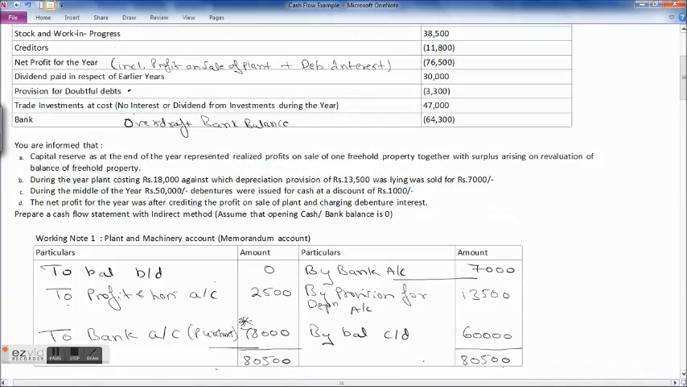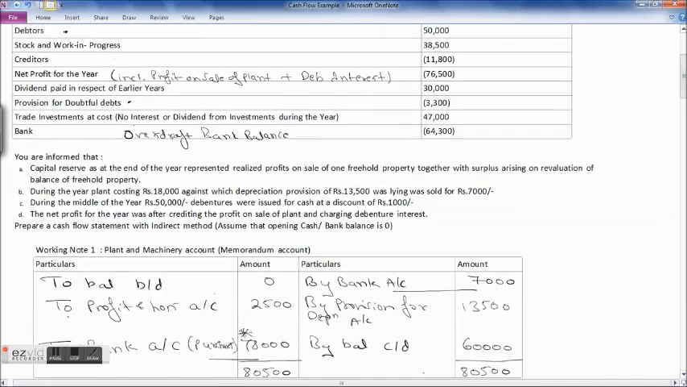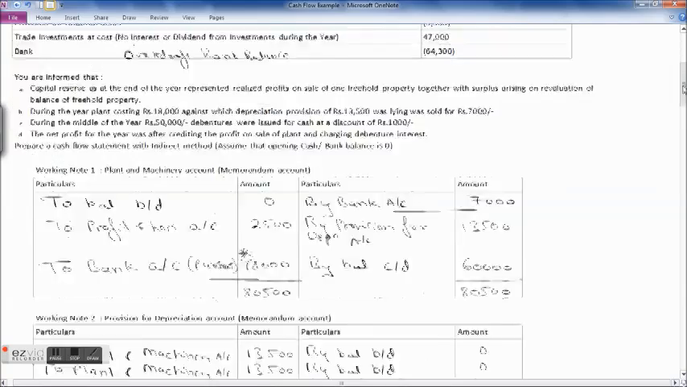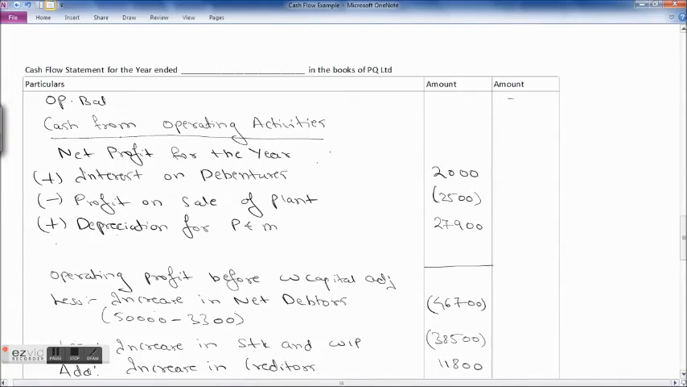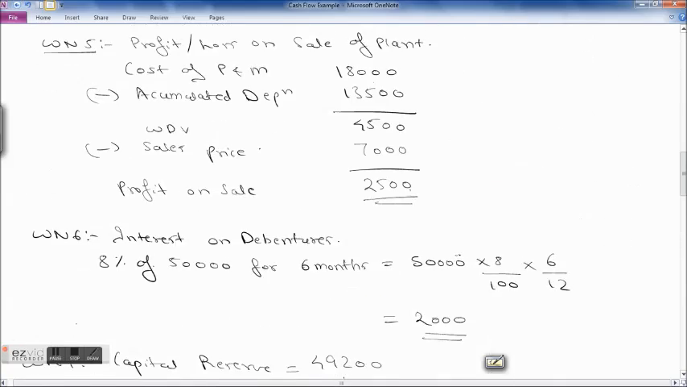Now the next adjustment. Net profit for the year is 76,500, that includes your profit on sale of land plus debenture interest. So 76,500 is the net profit. We have left a space here for our net profit, I'll put it 76,500. Now the next one.